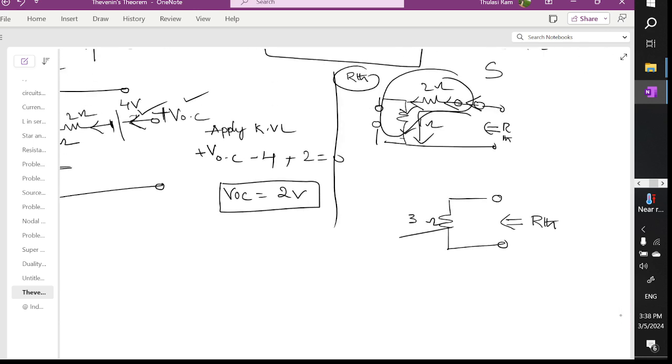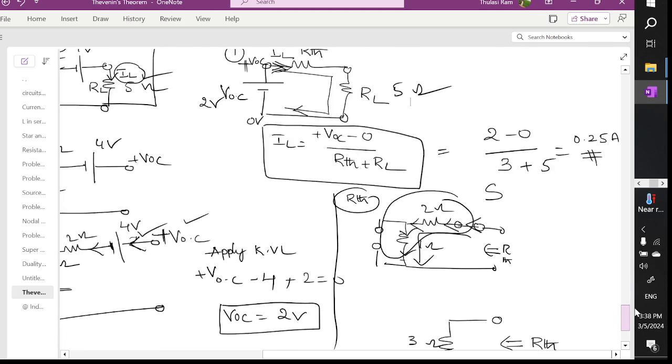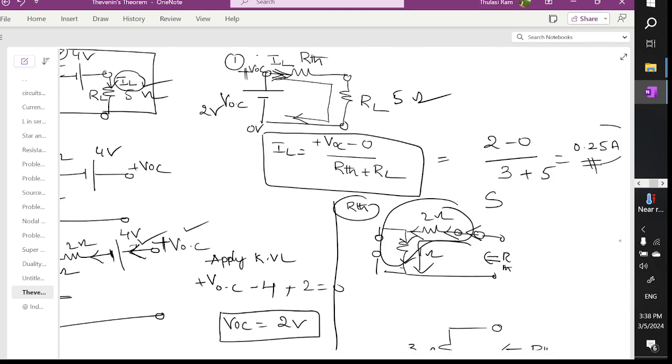Hope you're able to understand the problem. Finding this Thevenin resistor is very simple. Hope you're able to understand. The load resistor for the load current you require is 5 ohm. This is how to solve a problem on these kinds of networks.